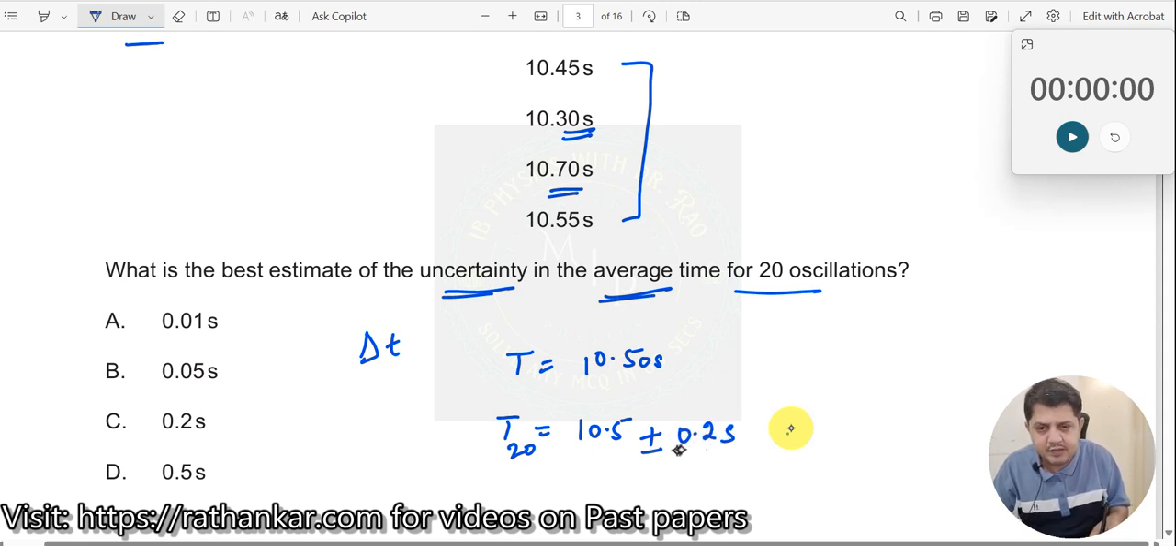When I do this, what does it do? It covers both the maximum value as well as the minimum value. Thus, anything which lies in it is being covered over here. Thus, the uncertainty in determining this value would be 0.2 seconds. Thus, the answer is C.